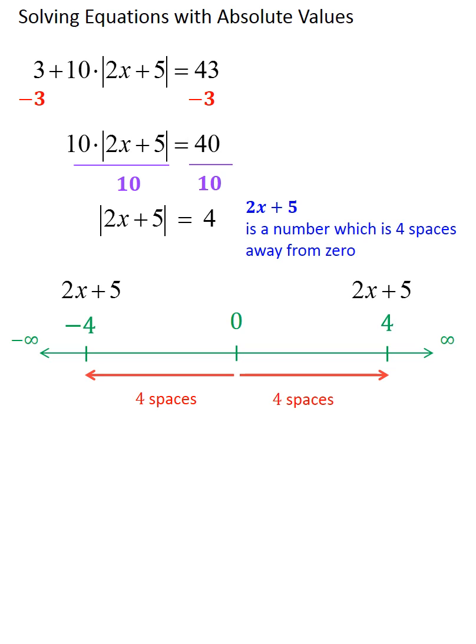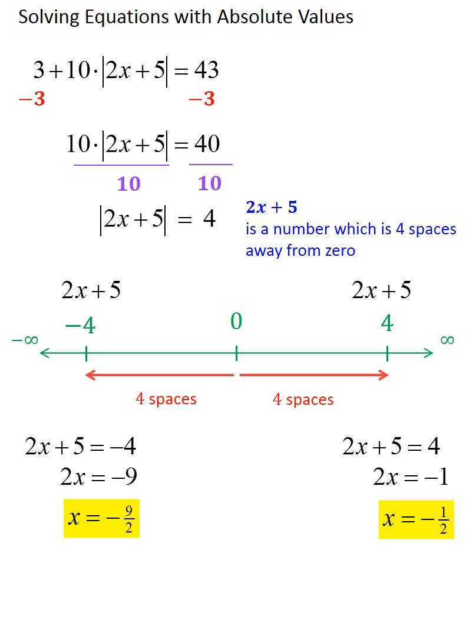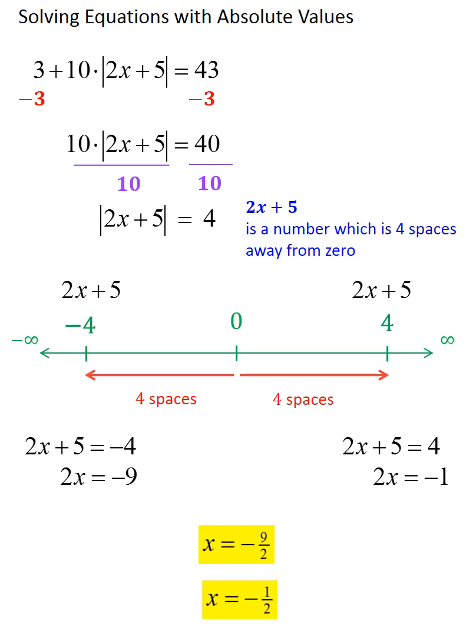Let's consider this possibility first. If 2x plus 5 and 4 are the same number, I can use algebra to find out what x would be. By the way, some of the algebra is not shown here. On the other hand, let's consider this possibility. If 2x plus 5 and negative 4 are the same number, I can similarly use algebra to find out what x would be, thus yielding my 2 solutions to this equation. And that concludes the lesson.